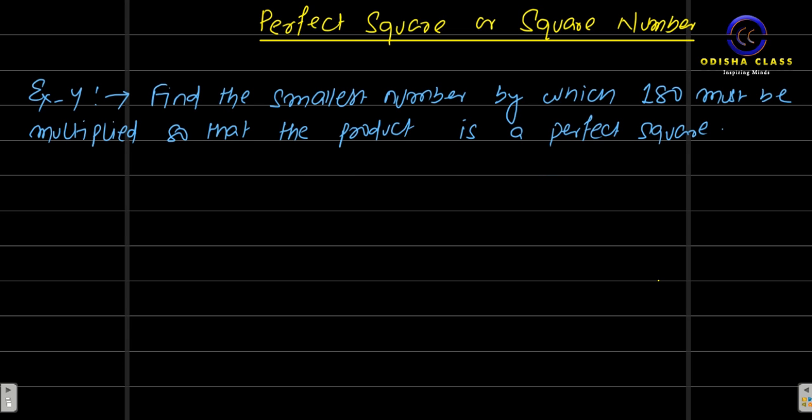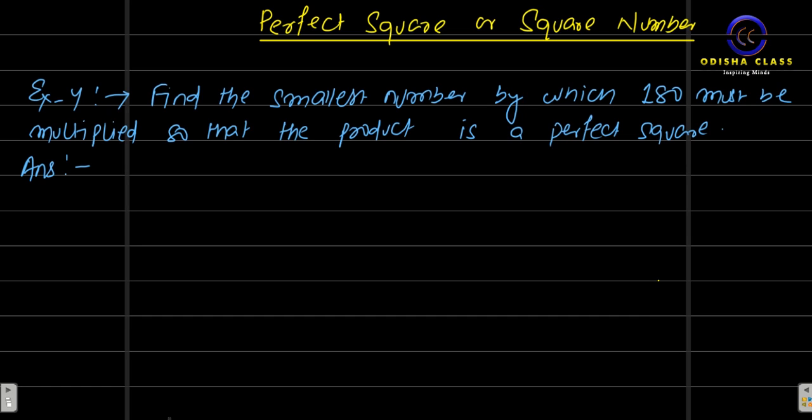Now you see, we have completed three examples in the last tutorial. Now see, this is the fourth example. Find the smallest number by which 180 must be multiplied so that the product is a perfect square. How will we do this? Let's go for the answer.